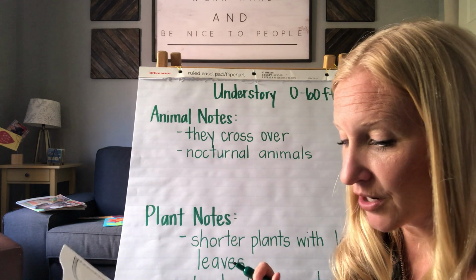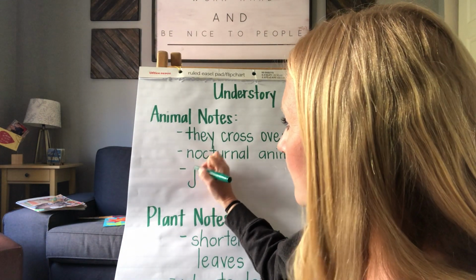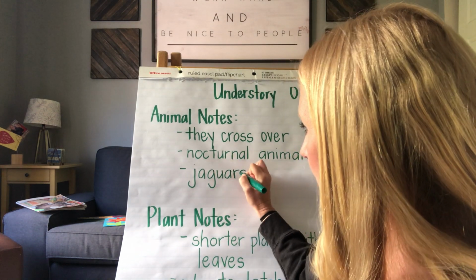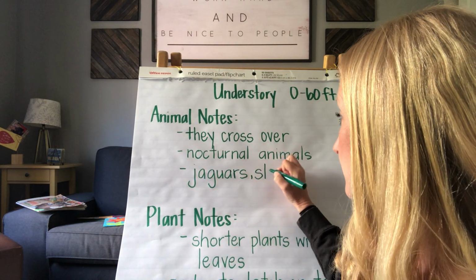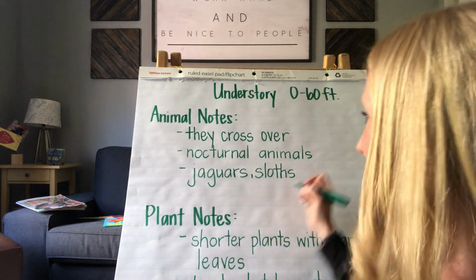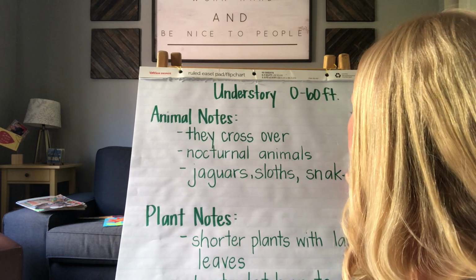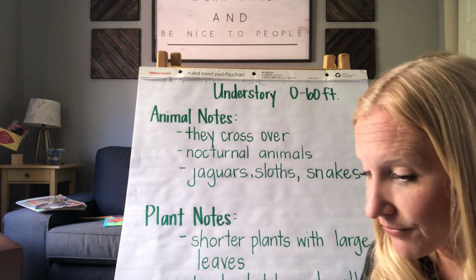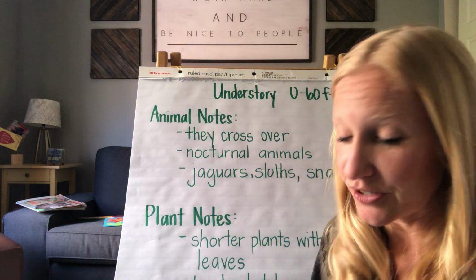Now I get to give some examples. Ooh, this is my favorite part. Jaguars. So that's one of the big cats. Sloths. Snakes. Now, could you write more? Of course you could write more. But I only have room for three on mine, okay? And that brings us to the end of our understory notes.